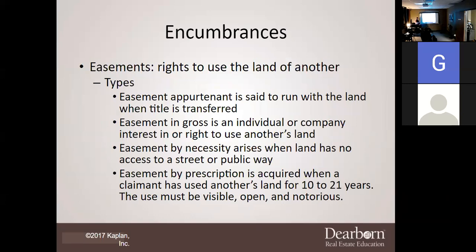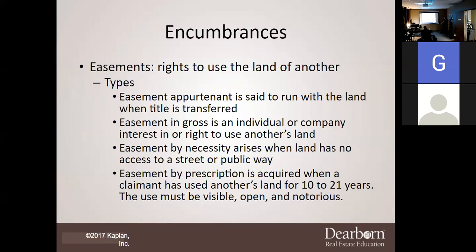Again, there are also easements. I'm going to tell you, this is where people mess up a lot on the exam. They get encumbrances and easements screwed up. An encumbrance, remember, is something that attaches to the property, like a lien or a restriction or things like that. An easement is a right-of-way. It's like a road. So an easement is the right to use the land of another.